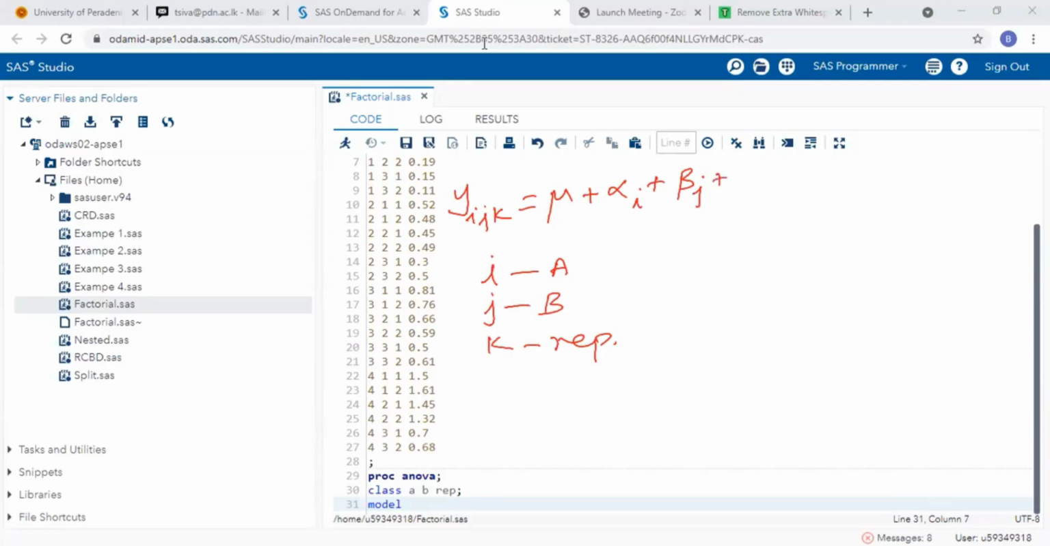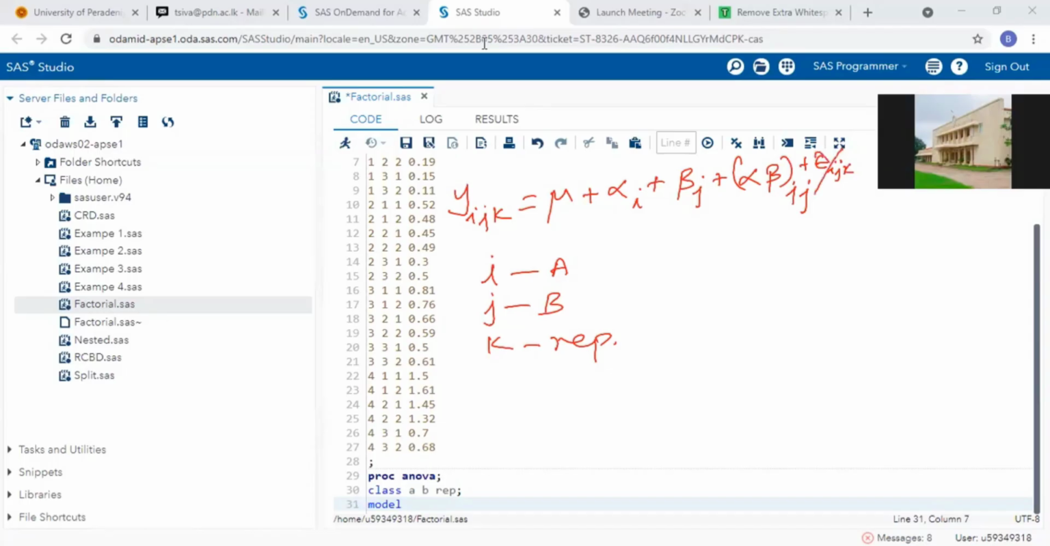What is the other important component coming here in factorial? Interaction. So that is important. First time we are talking about interaction in SAS. Then you have the error component. Normally we don't include these two, the computer calculates automatically. So we'll have to include all these things. Clear? Main effect of A, main effect of B, and the interaction.